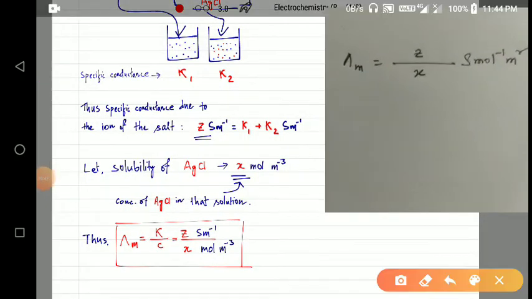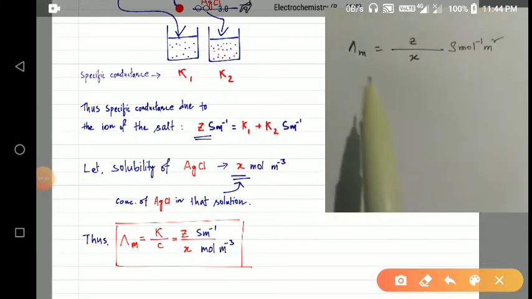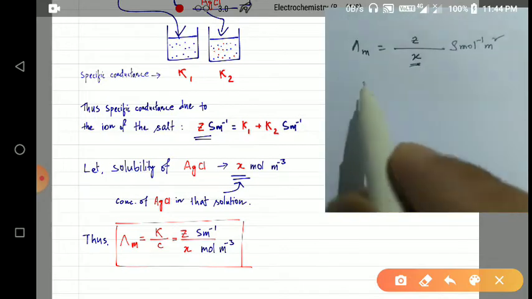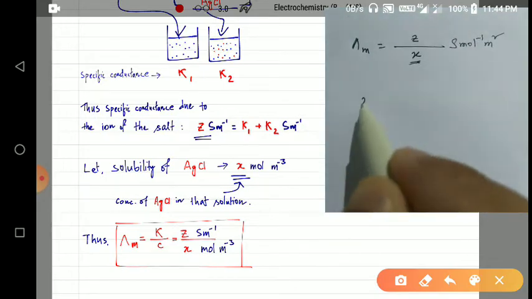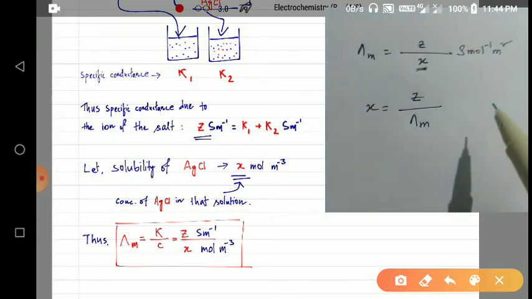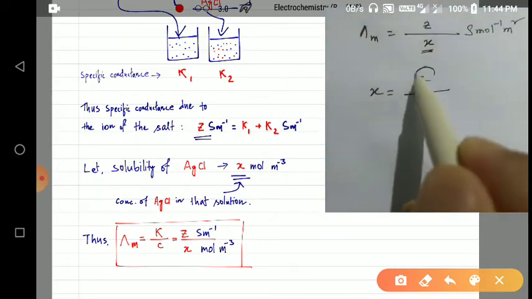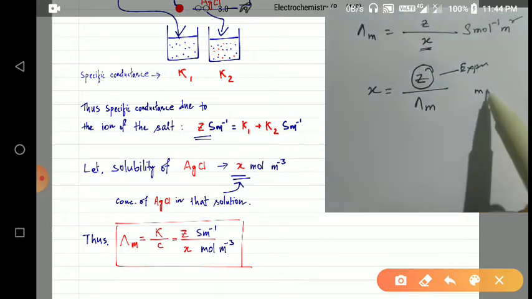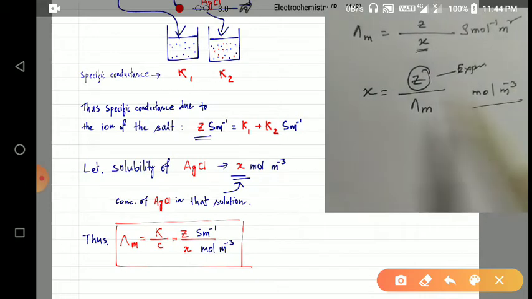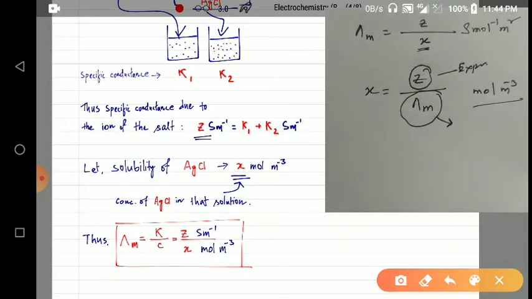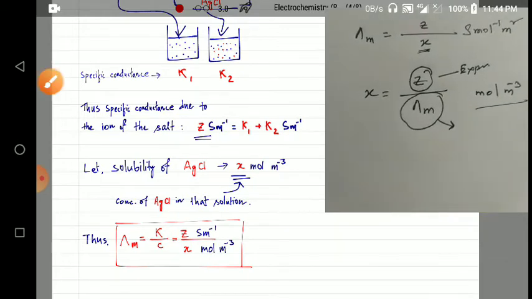So we have this relation, lambda m is equal to Z by X. What is our aim? Our aim is to calculate X, that is the solubility. So X is equal to Z by lambda m. We have Z from that experiment, and the unit will be moles per meter cube. Also we can calculate the value of lambda m. So how are we going to calculate it? For that, go to the next page.